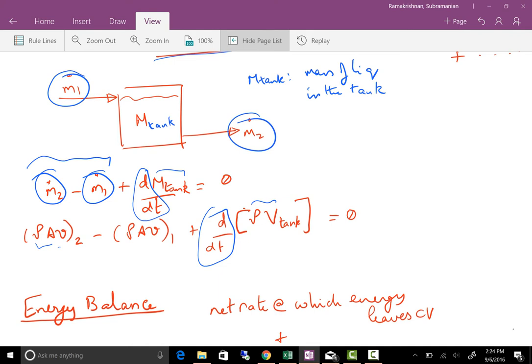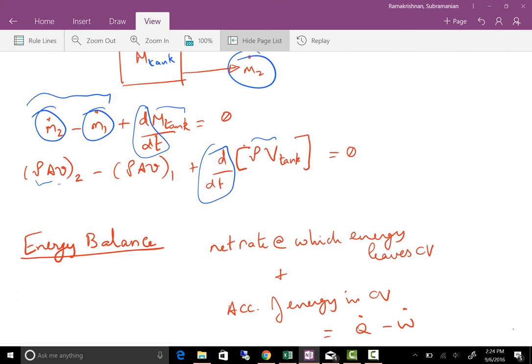I think this simple mass balance can be used to solve the first two problems in homework 1. And we will use this actually quite a bit more in this course as we move along.